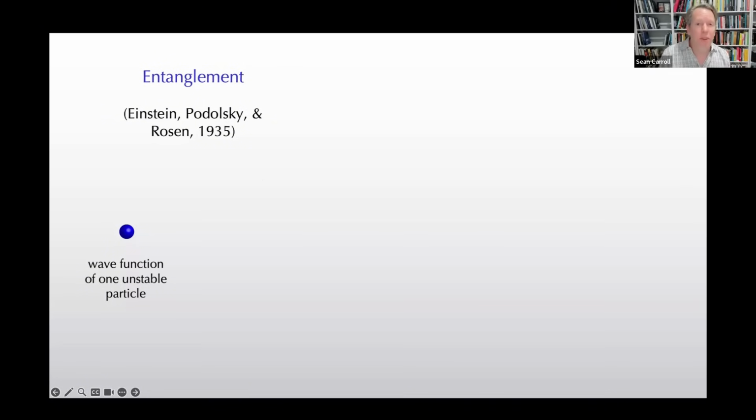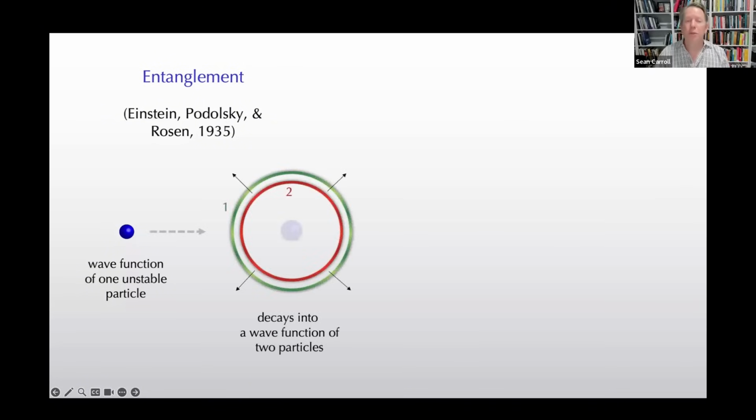And as we alluded to earlier, when a particle decays, you can use the Schrodinger equation to predict what the wave function of the decay products will be like. So let's imagine the Higgs boson decays into two other particles, particle 1 and particle 2. You see particle 1 here in green, particle 2 there in red, and they're moving out in a spherical pattern, okay? But there's two things going on.